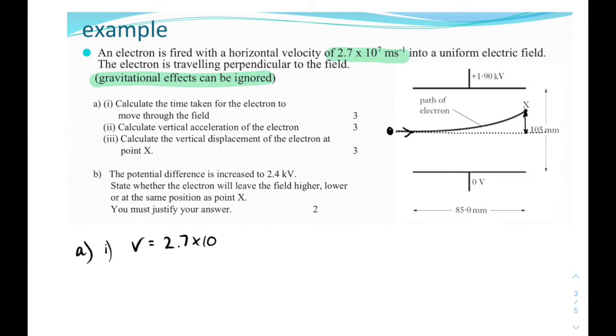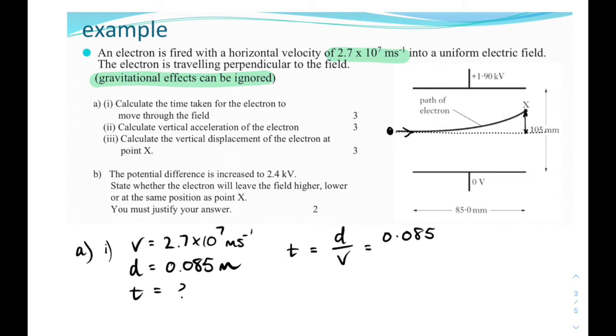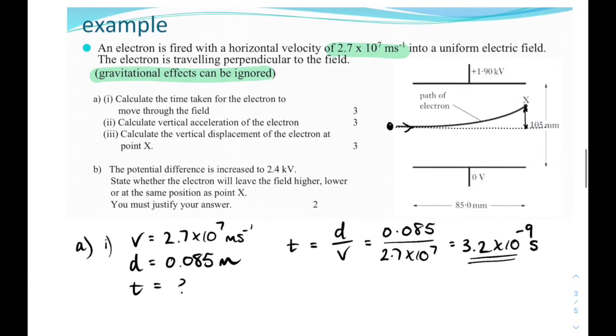So horizontal speed, 2.7 times 10 to the 7. Horizontal distance it travels is 0.085 meters. And we have to work out the time using the distance, speed, time equation. Time equals distance over speed, 0.085 over 2.7 times 10 to the 7. And that will give you an answer of 3.2 times 10 to the minus 9 seconds. Very short time because it's travelling very, very fast.